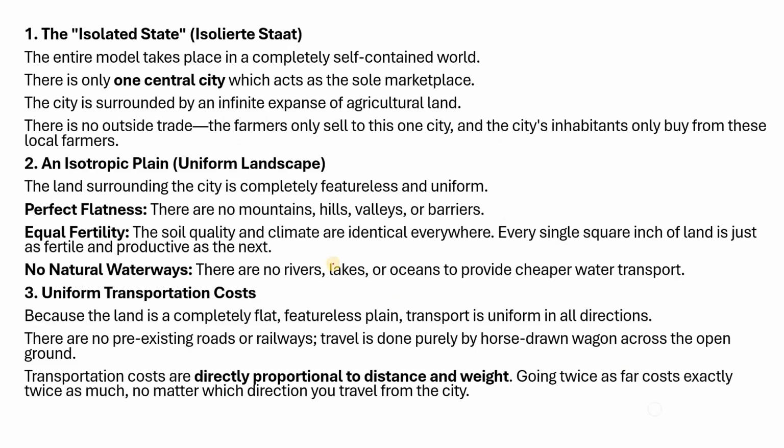Yeah, let's see the assumptions again. Let me read it for you. The isolated state. The entire model takes place in a completely self-contained world. There is only one central city which acts as the sole marketplace. The city is surrounded by an infinite expanse of agricultural land. There is no outside trade. The farmers only sell to this city. The city's inhabitants only buy from these local farmers. Okay, this is assumption 1.